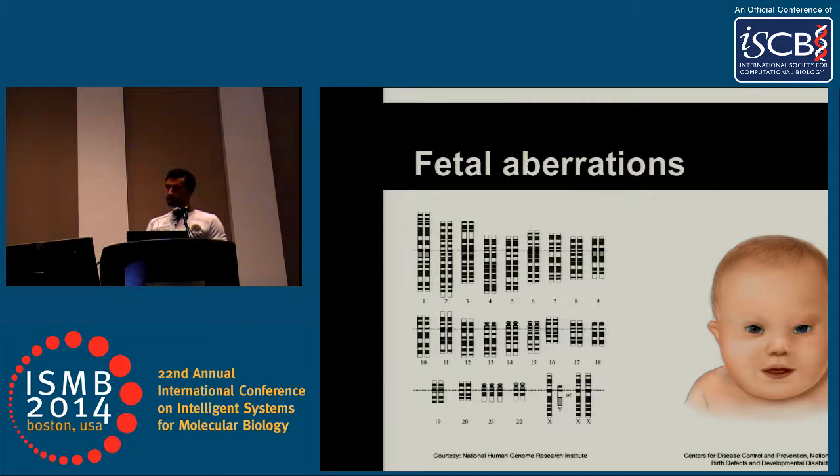This is a case of a child with Down syndrome, and it's caused by having one additional chromosome 21. So the kind of aberration we're looking at is a duplication of a whole chromosome, and it's just this kind of aberration we're looking at, so copy number variations.